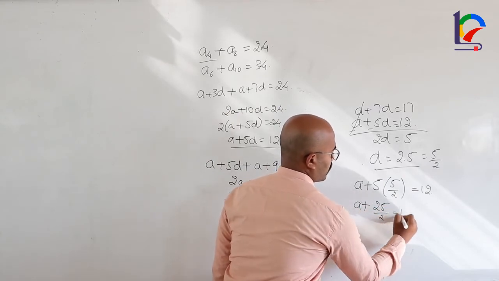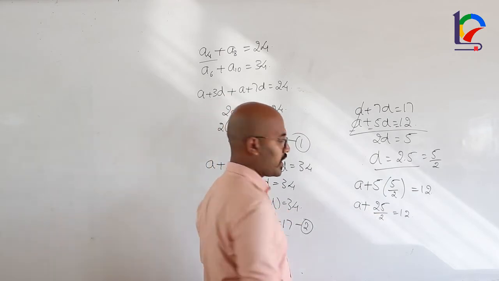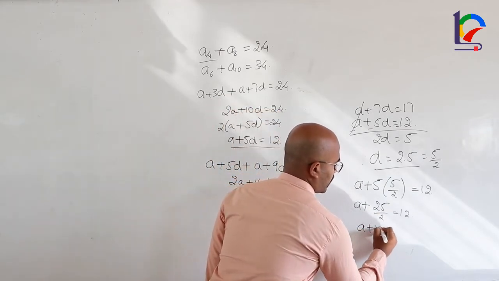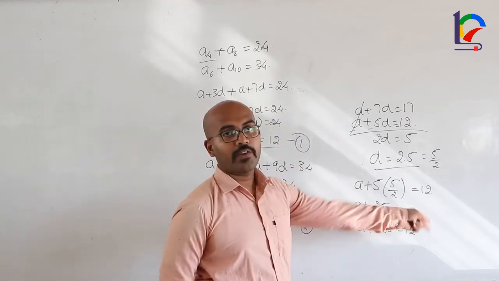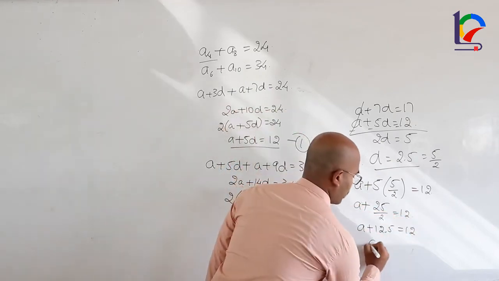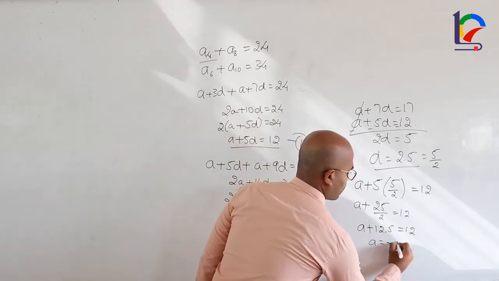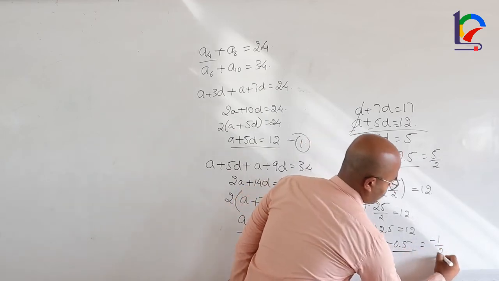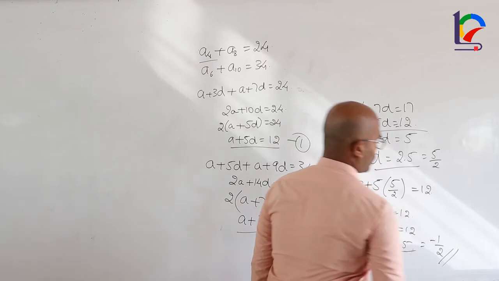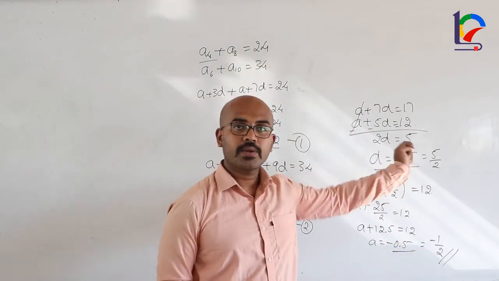25 by 2 is equal to 12. So what is the value of 25 by 2? It is 12.5. So a plus 12.5 is equal to 12. If I take 12.5 to the RHS, a is equal to 12 minus 12.5, which is nothing but minus 0.5, or I can write it as minus 1 by 2. So the value of a is minus 1 by 2 and the value of d is 5 by 2.